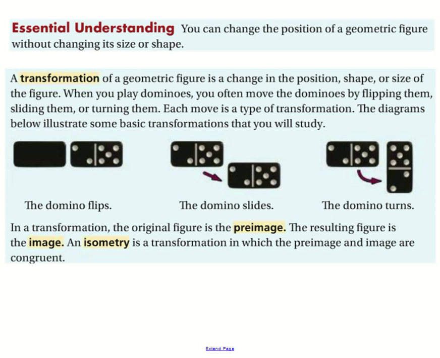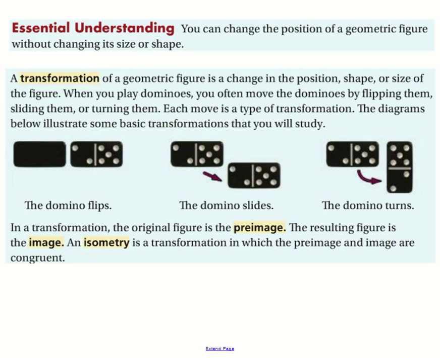So the first thing you need to know is that you can change the position of a figure without changing its size or shape. A transformation of a figure changes the position, shape, or size of the figure. One great example is when you play dominoes. When you draw a domino, you flip it over, and you've changed the position of the figure. If you slide it down so you can play it on the board, you've changed the position. You moved it from one place to another.